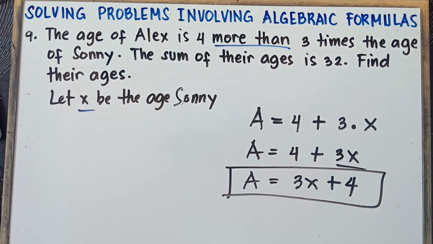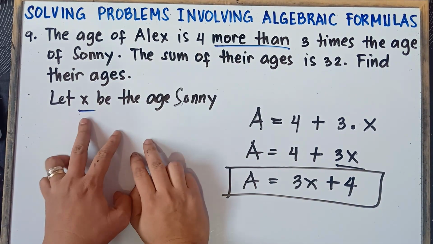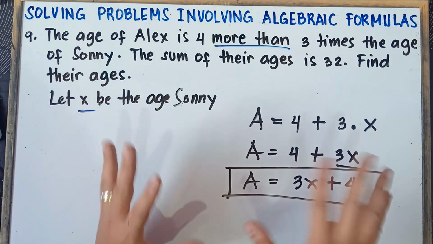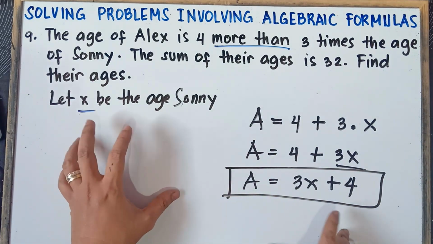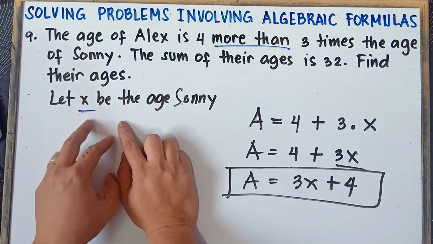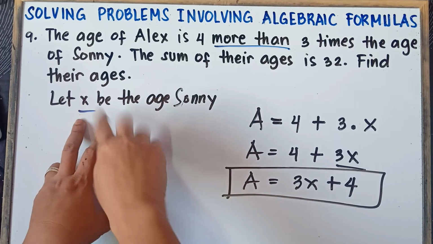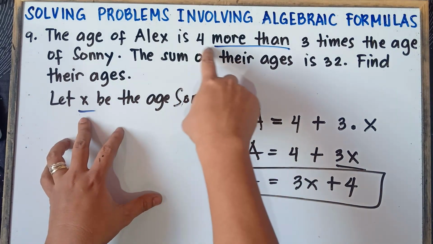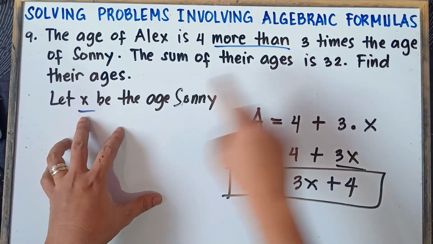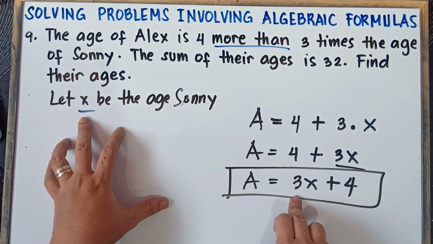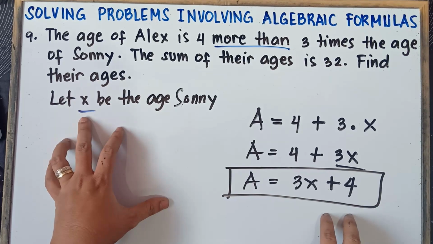So that's why, class, we let X be the age of Sonny, because we don't have any clue, class. We don't have any idea for the age of Sonny. So that's why we let X be the age of Sonny. But we know, class, that if this is the age of Sonny, Alex is 4 more than 3 times the age of Sonny. So that's why we have 3X plus 4 for the age of Alex.